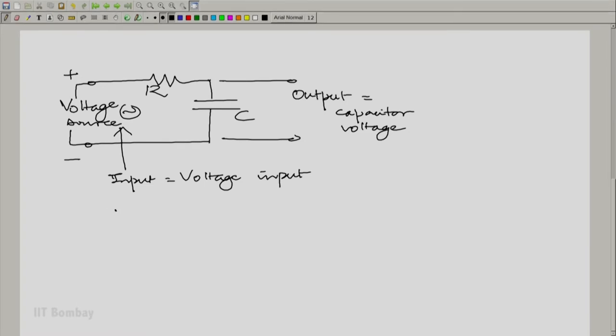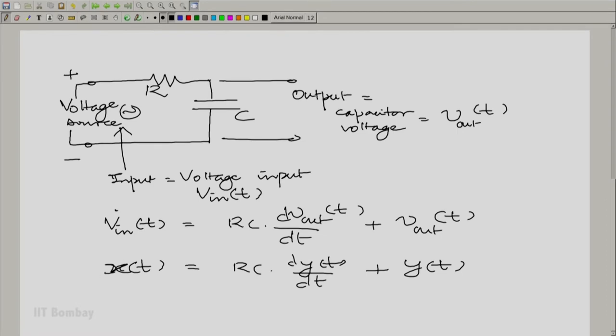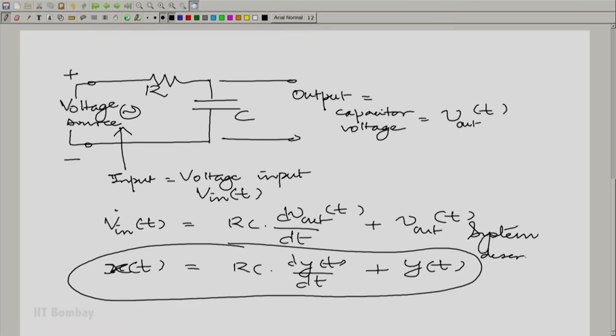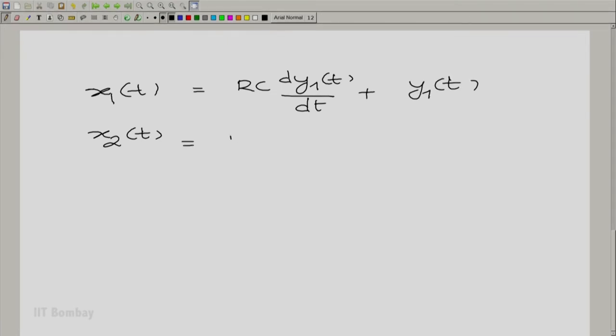Recall that V in of t was equal to R times C dV out/dt plus V out of t. Or in other words, if you call x of t the input, x of t is RC dy(t)/dt plus y(t). This was the describing equation of the system. Now, we can ask whether this system is additive and homogeneous or not, and the answer is simple. Let us write down two different equations for two different inputs x1(t) and x2(t). You have x1(t) is RC dy1(t)/dt plus y1(t), and x2(t) is RC dy2(t)/dt plus y2(t).